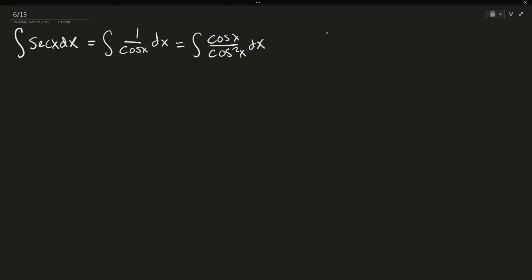We now need to consider the Pythagorean identity, which is sine squared x plus cosine squared x equals 1. So subtracting sine squared x from both sides isolates for cosine squared x, giving us cosine squared x equals 1 minus sine squared x. Returning to our integral, we will substitute this in. So cosine squared x will be replaced by 1 minus sine squared x.